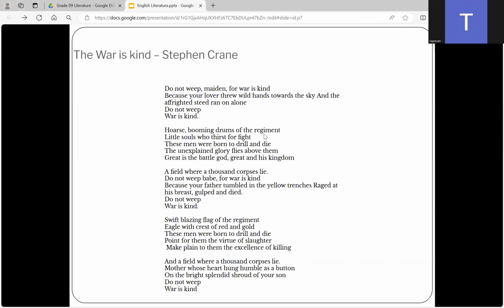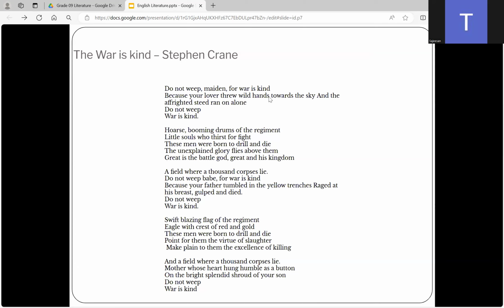Right. Another poem also given in the syllabus, The War is Kind, written by Stephen Crane. Here, I can show you an example for the use of simile in the final stanza. Can you read the line, mother whose heart hung?